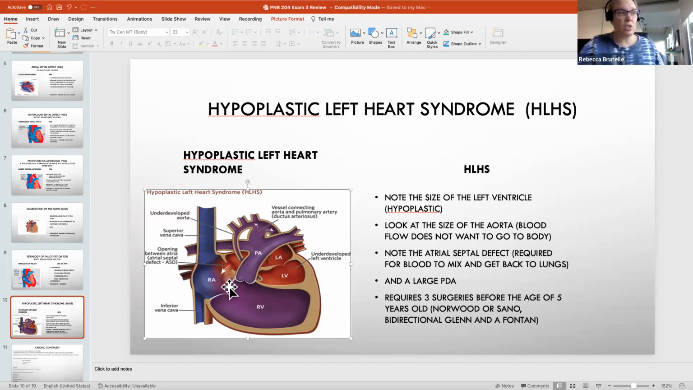And then their second surgery is what they call the bidirectional Glenn. So you have the superior vena cava, which is the big vein that drains blood from your head in a sense back down to your heart. So they hook that directly up to your pulmonary artery. So instead of going to your heart, it goes directly into your lungs. And then the Fontan, they take the inferior vena cava and they hook it directly up to your pulmonary arteries.